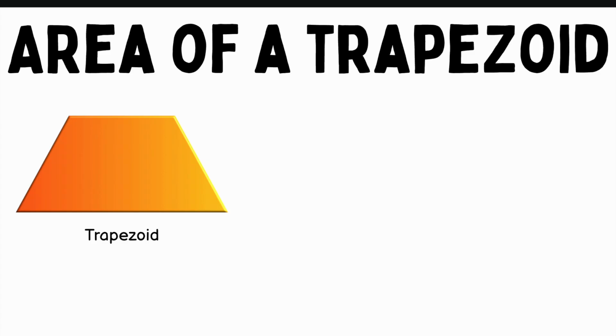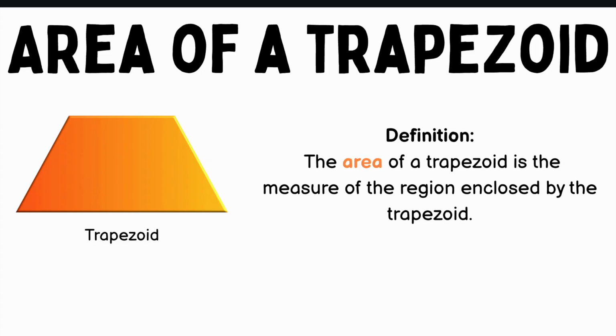Here we have a trapezoid. The area of a trapezoid is the measure of the region enclosed by the trapezoid. That means that the area of this trapezoid is all of the space inside of these four sides.